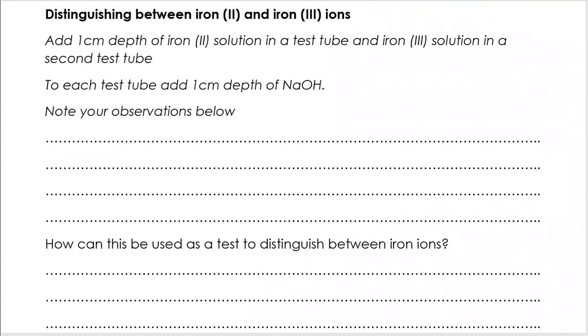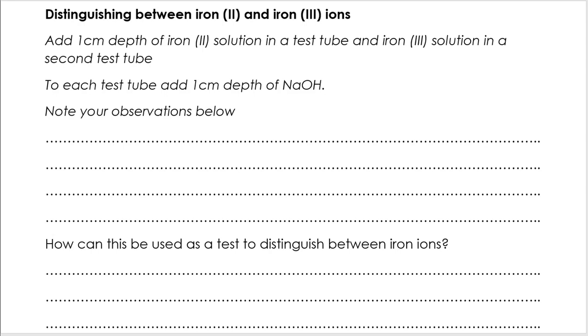Okay, a little bit here on distinguishing between iron 2 and iron 3 ions. This is a key practical that you will need to remember the details of, how to do it, and what you would observe. If I take an iron 2 solution and an iron 3 solution, it could be quite difficult to distinguish between them. I'll talk about why in a moment.